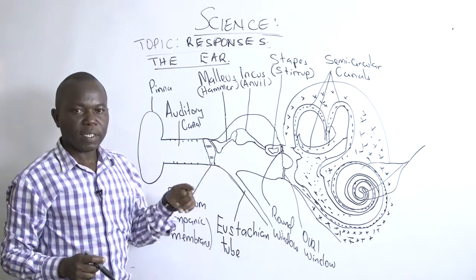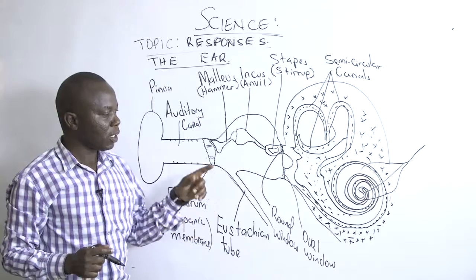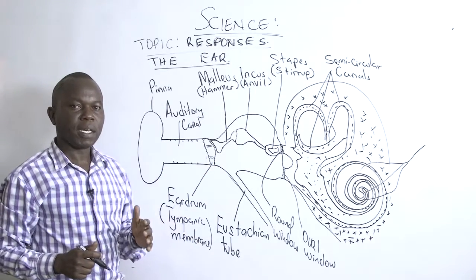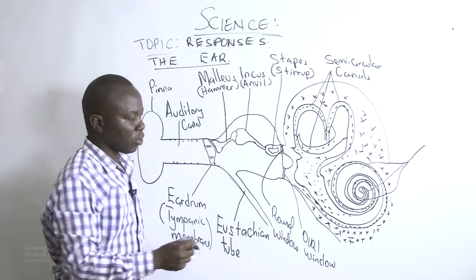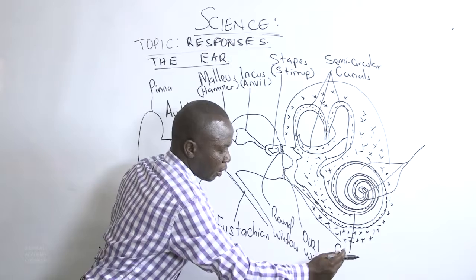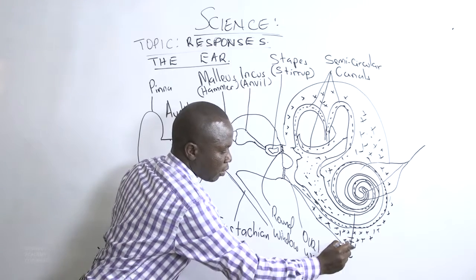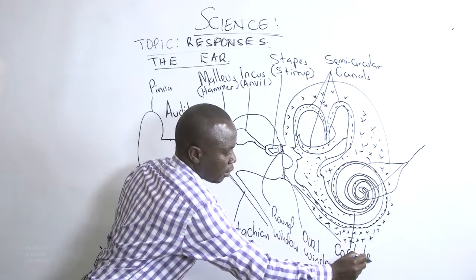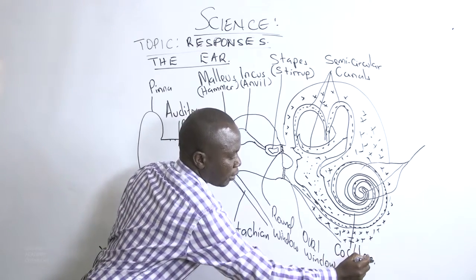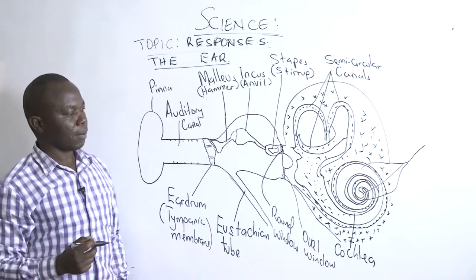Then we have a spiral tube consisting of canals, membranes, and sensory cells. That spiral tube is called the cochlea. That's the correct spelling, cochlea.